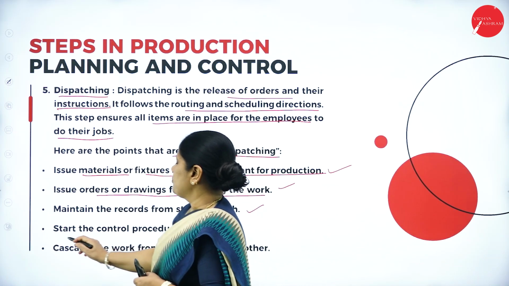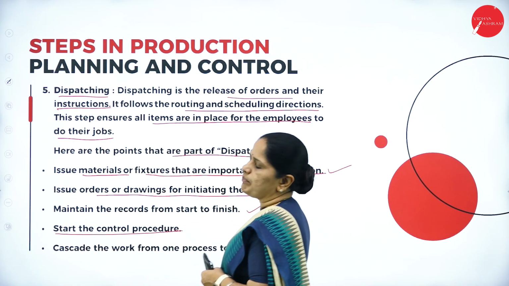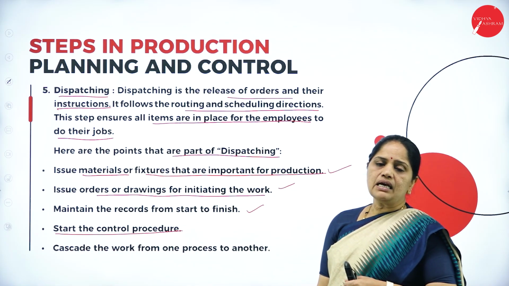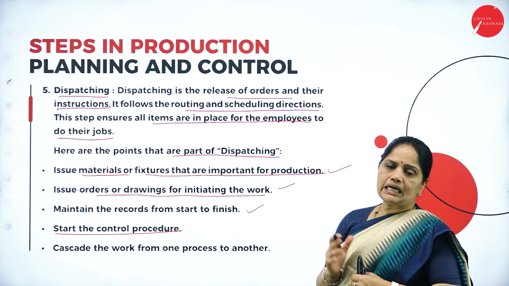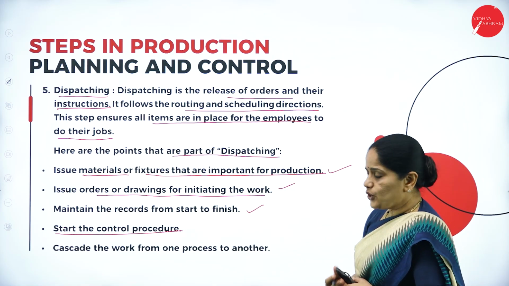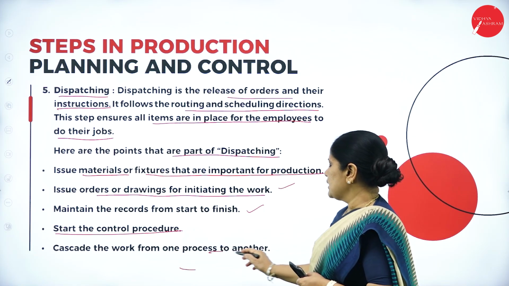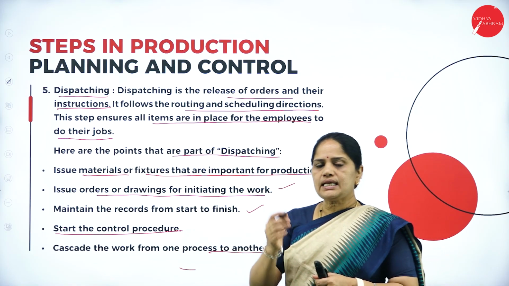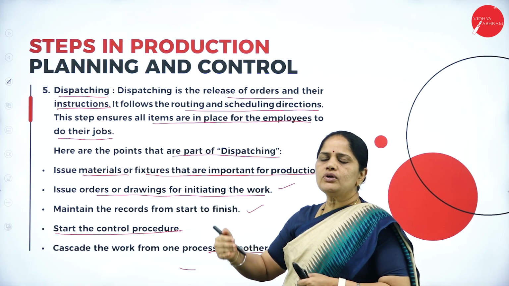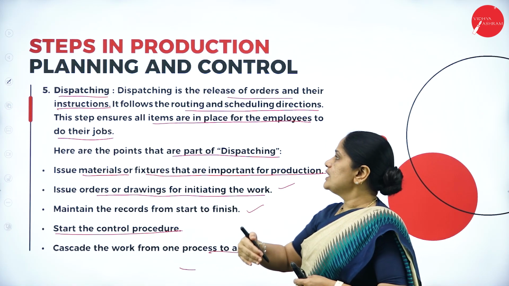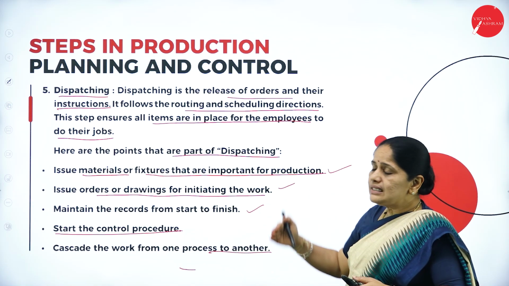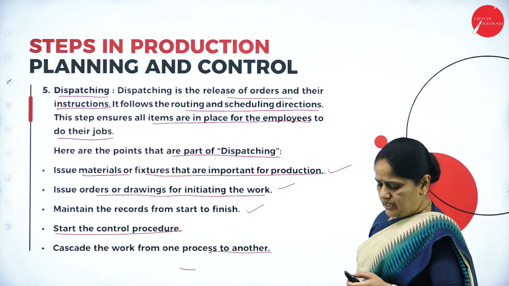Start the control procedure. As and when the production process starts operation, immediately we have to start with the control procedure, and cascade the work from one process to another. In order to do that, just see that there is a smooth transition from one work to another. So, all this will be in the dispatching step.